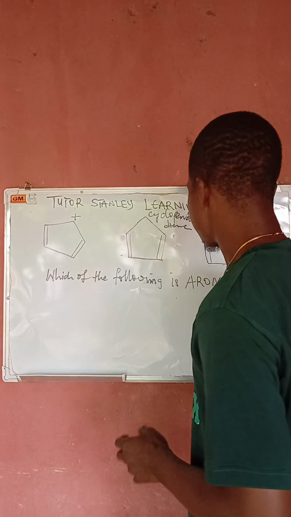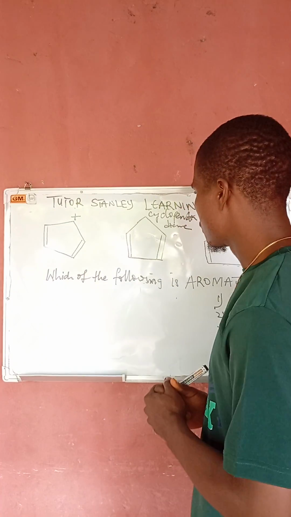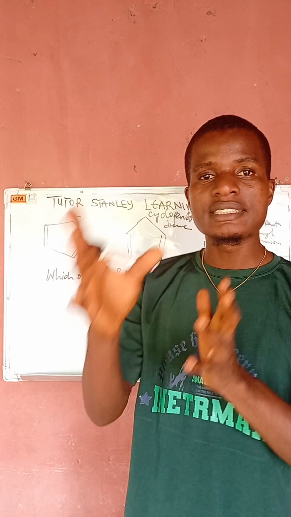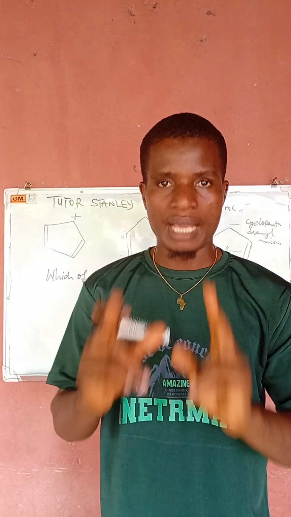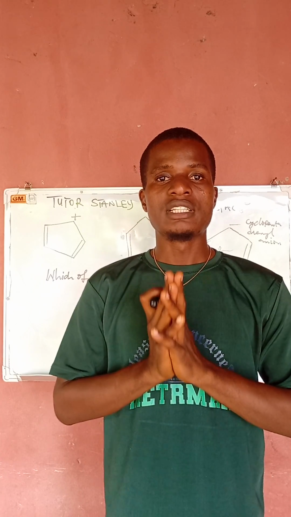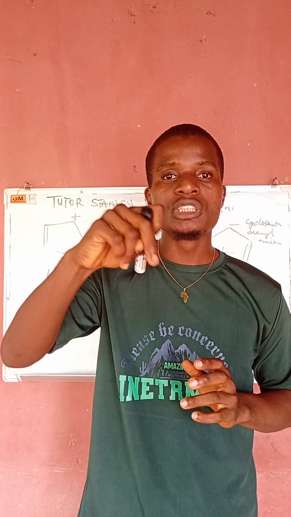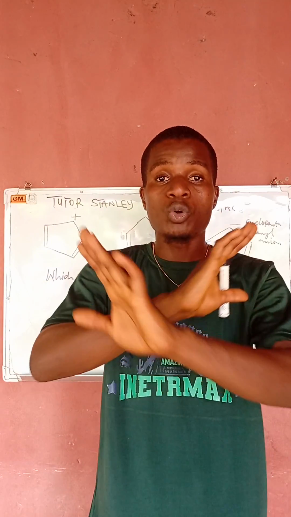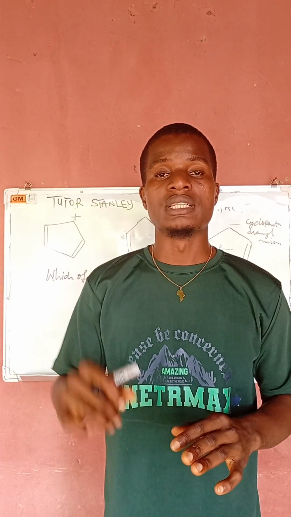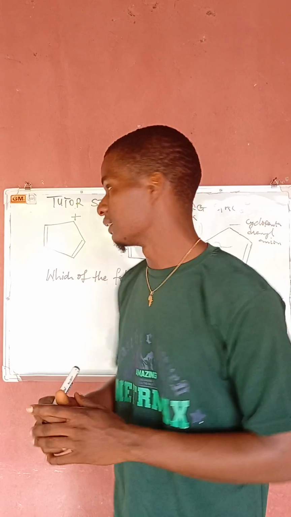The next one, is it planar? How do we know if it is planar? For a ring system to be planar, all the connecting carbons must be sp2 hybridized. There should not be a bridging sp3. Once there is any sp3 carbon, that is single bond throughout, that comes in between, it has destroyed the aromaticity.